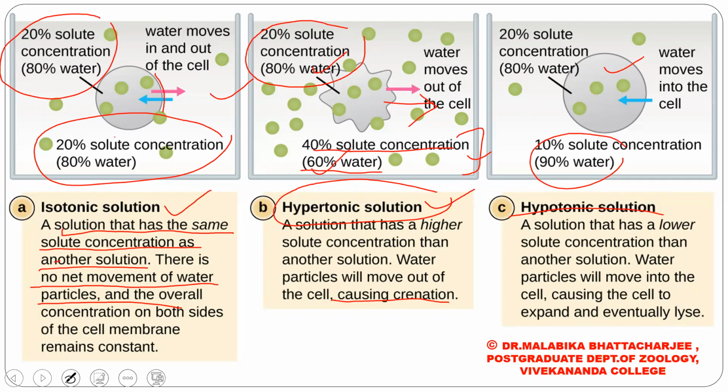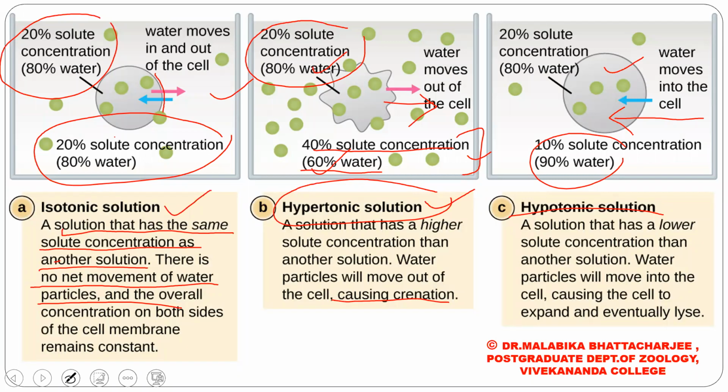As a result, to equalize the concentration of the solute and the solvent on either side of the membrane, water molecules will move to the interior of the cell if the cell is placed in a hypotonic solution. And as water starts moving in, you can understand the cell will start swelling. Gradually, a time will come, if more water influx is allowed, the cell will burst. So the cell will lyse.